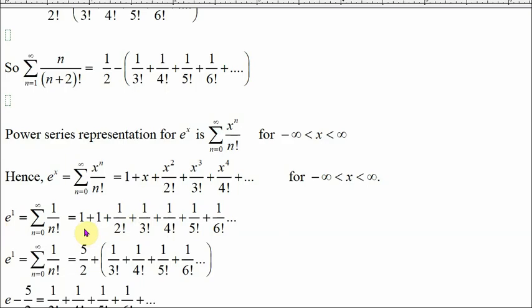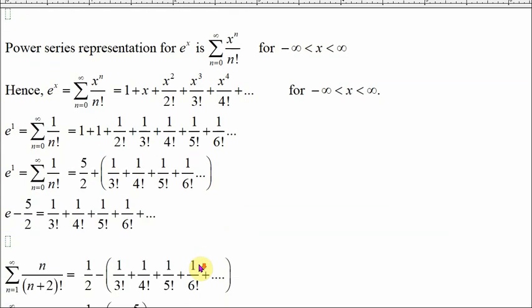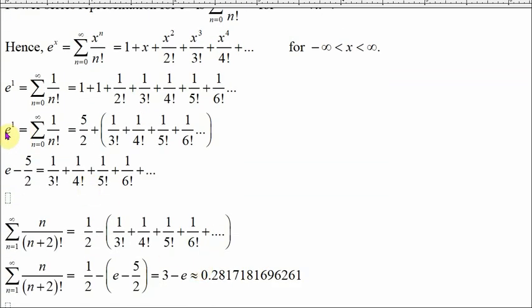The first part right here, 1 plus 1 plus 1/2, is 5/2. And then the rest of it is this infinite series right here. Then we subtract 5/2 from both sides, and we get e minus 5/2 is this infinite series here.